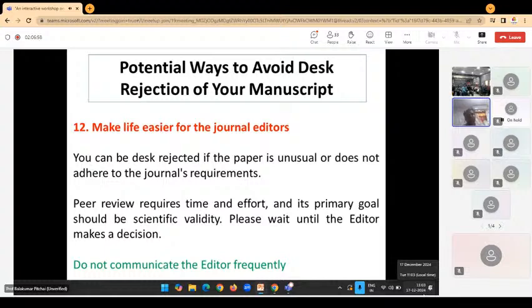If the editor has a doubt that your paper will likely be processed successfully, then definitely your paper will be desk rejected. So do not communicate with the editor frequently.